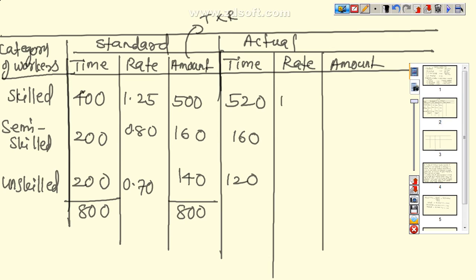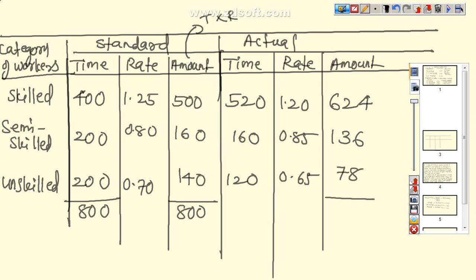The rates are also given in the question: 1.20, 0.85 and 0.65. In order to calculate amount, amount is equal to time multiplied by rate. So 520 multiplied by 1.20 is equal to 624, 136, and here it is 78. So the total is equal to 838, and here it is 800.